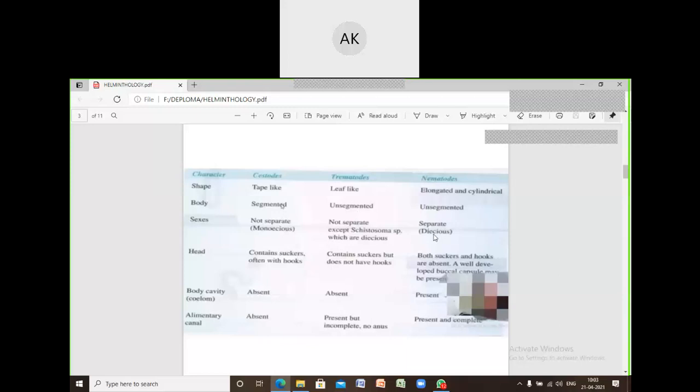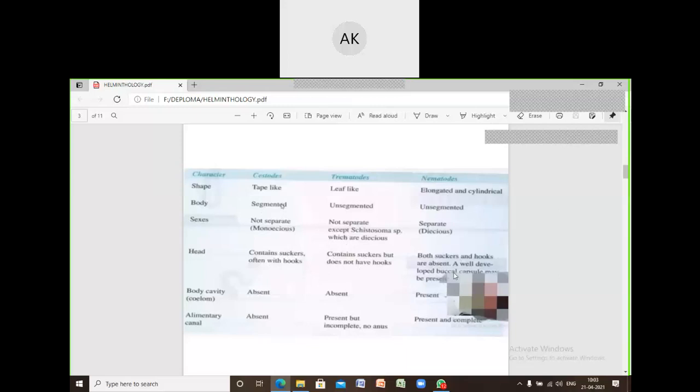So if both the sex organelles are present in one body, it is known as monoecious, which is present in cestodes and trematodes. In nematodes the female is different and the male is different, like human beings. That is dioecious. So what is the structure of the head? The head contains suckers and often hooks; I will show you in the next diagram. Trematodes contain suckers but do not have hooks.